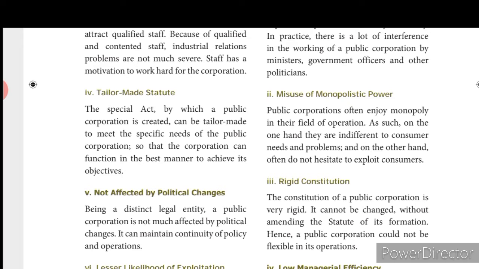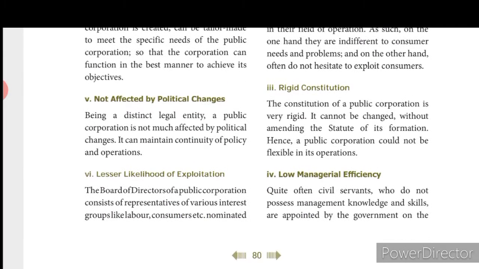Their needs, the specific need that they need to find, and only towards that they must perform their job. Since even qualified people are there, it is much better for them to achieve their objectives. Not affected by political changes. So if there are any changes in the political party also, the rules already set for the public corporation would not change. It will exist as it is.